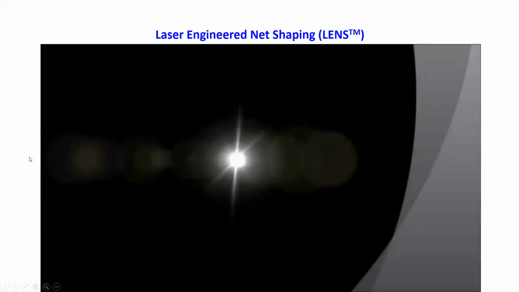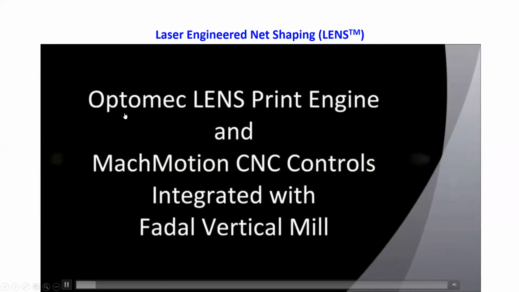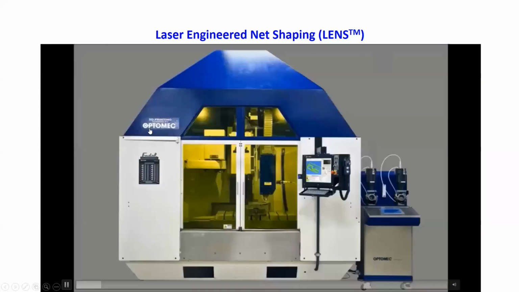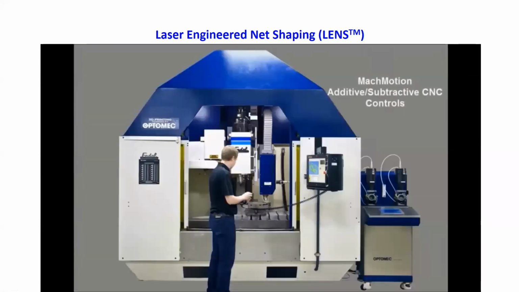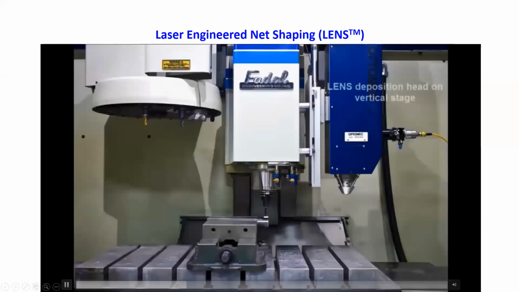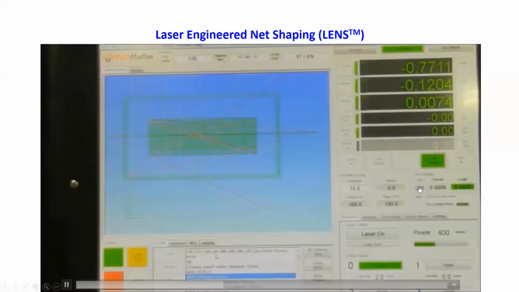This is how the LENS system works, from one of the companies which manufactures the LENS system. This is Optomec. And what we have here are the dual powder feeders, two powder feeders. This is the control system. So a repairing process is being shown here.